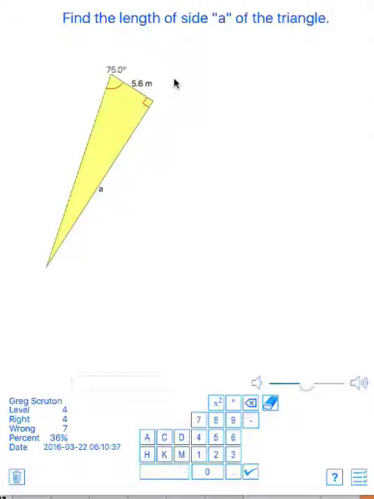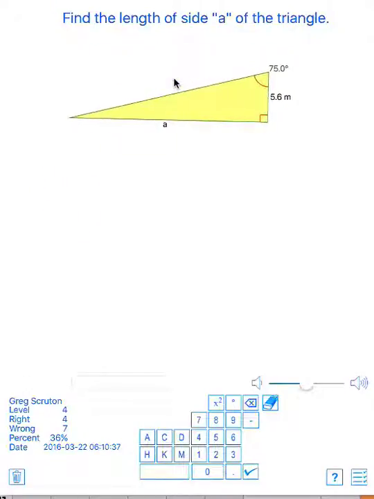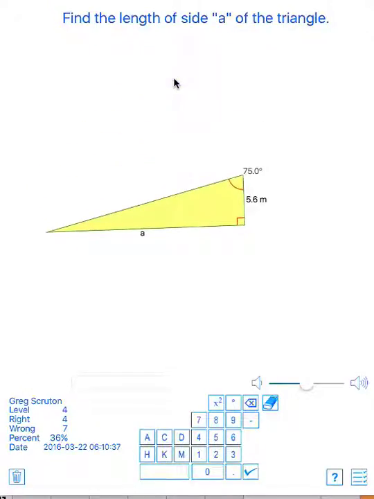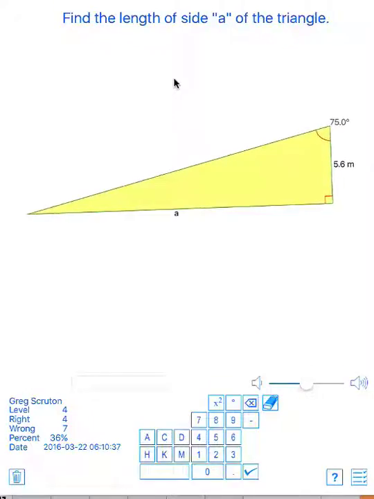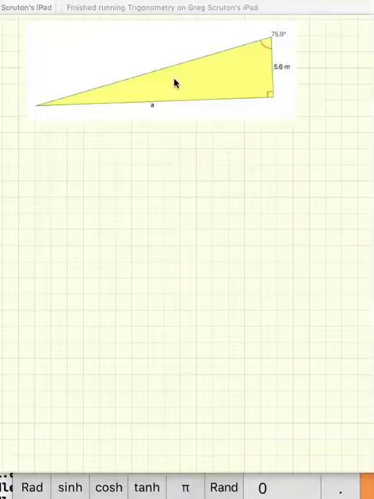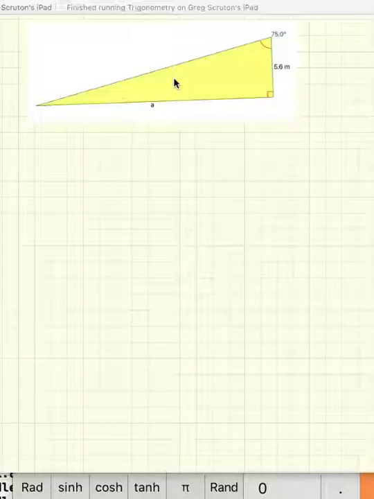So let me just resize this. I'm just going to rotate it, clicking with 2 fingers, and dragging it, and I can resize it as well. So this is our angle here, the 75 degrees. So that makes the side directly opposite to be our opposite side.